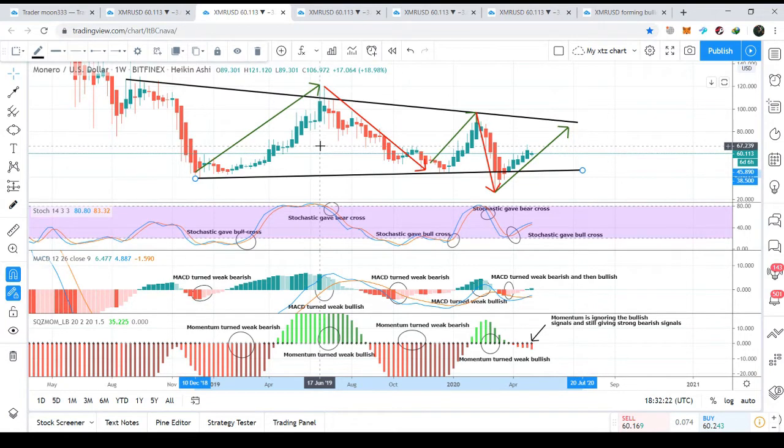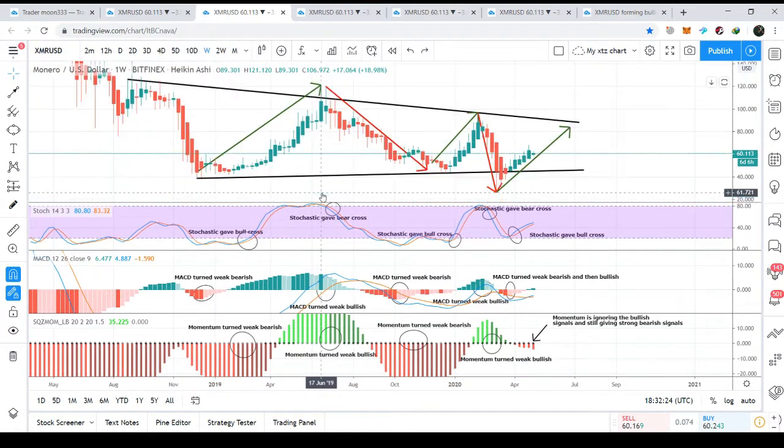And after that, we can see that again the stochastic has given the bear cross. This blue line crossed down this red line, and after this bear cross, the MACD, the moving average convergence divergence, turned weak bullish from strong bullish, and the momentum also turned weak bullish from strong bullish on the candlestick of 1st July 2019.